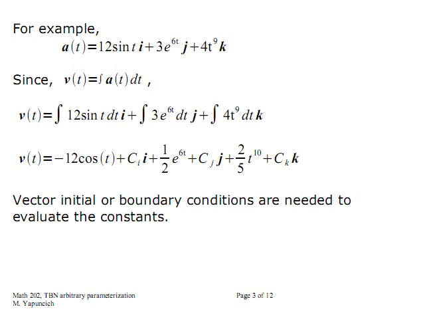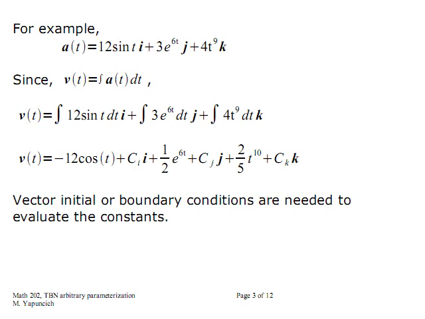So say we have the acceleration and we want the velocity. Well, the acceleration is a vector quantity. In this case, for example, 12 sine t in the i direction plus 3 e to the 6t in the j direction plus 4 t to the 9th in the k direction. So for the velocity, we integrate the acceleration.